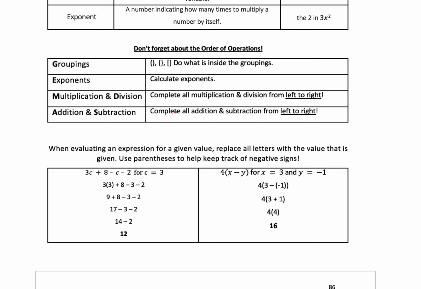So any multiplication and division that you have, you just have to complete it from left to right. Finally, the last thing you do is your addition and your subtraction. So anything that's left with addition and subtraction, go from left to right.